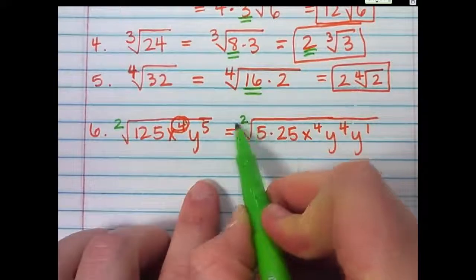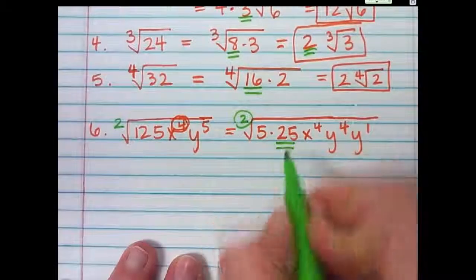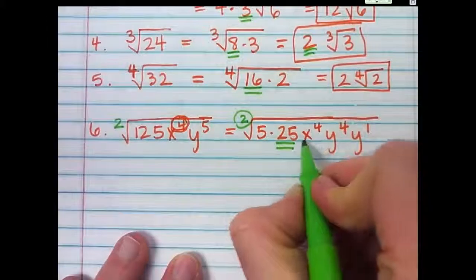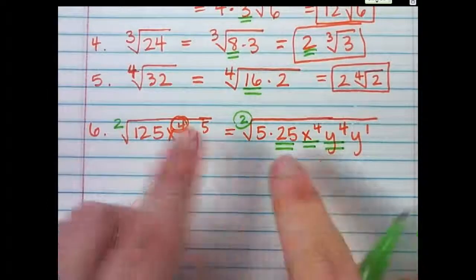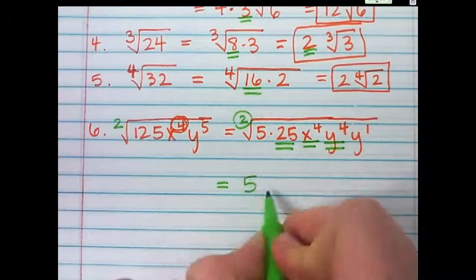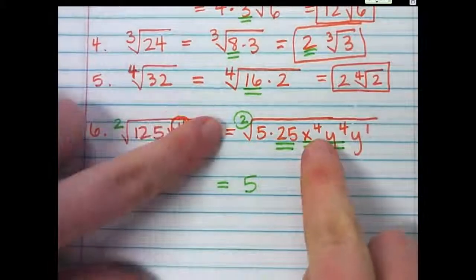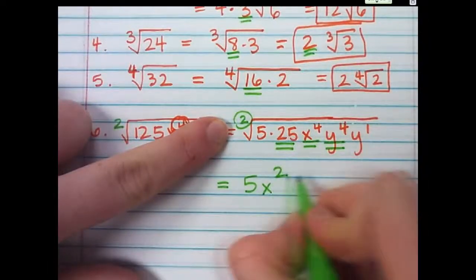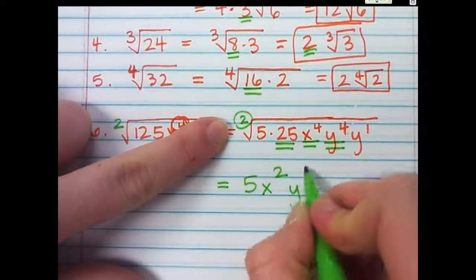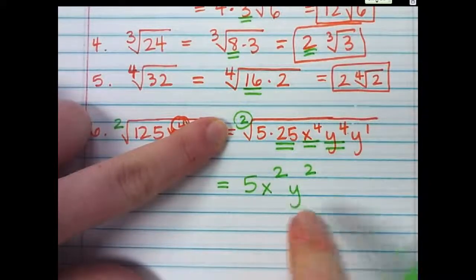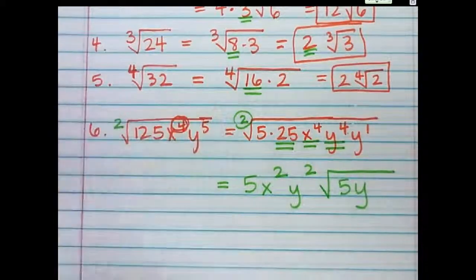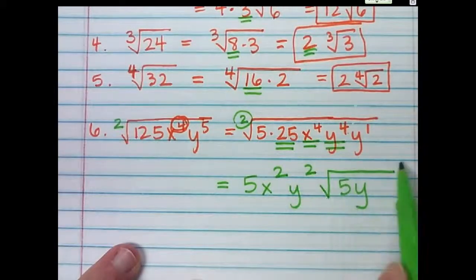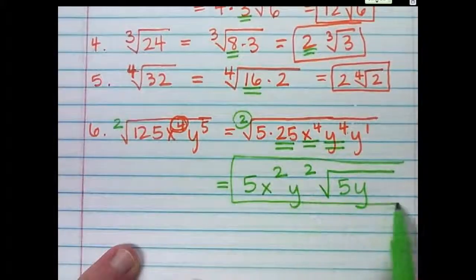Okay, so remember there's a 2 here. So I'm going to underline the parts I can simplify. I can take the square root of the 25. I can take the square root of x^4 and y^4. Okay, so those 3 pieces will come out. So on the outside I'll have a 5. Remember you just divide these. 4 divided by 2 is 2, and 4 divided by 2 is 2. So x squared, y squared. What's left on the inside of my square root? 5y. Okay, because in order for it to come out of the square root, it has to have a pair, and we only have that single y.